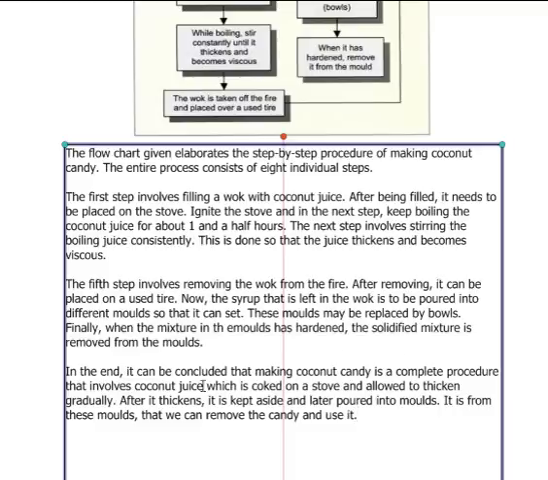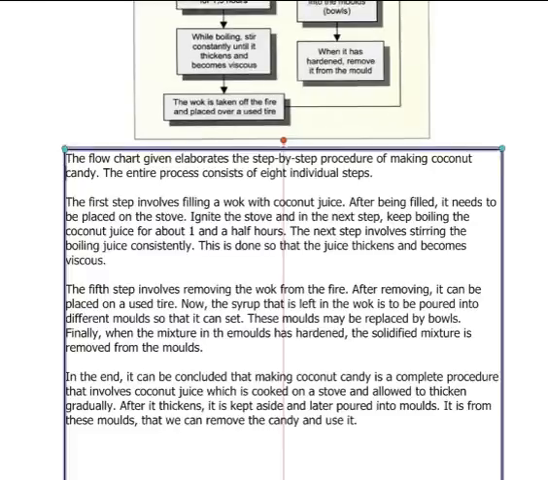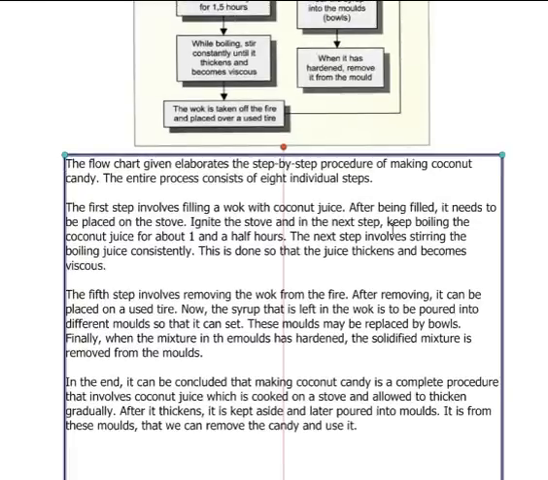In the end, it can be concluded that making coconut candy is a complete procedure that involves coconut juice, which is cooked on a stove and allowed to thicken gradually. After it thickens, it is kept aside and later poured into molds. It is from these molds that we can remove the candy and use it. So this is all about this particular diagram. So this is how you should write your writing task 1.